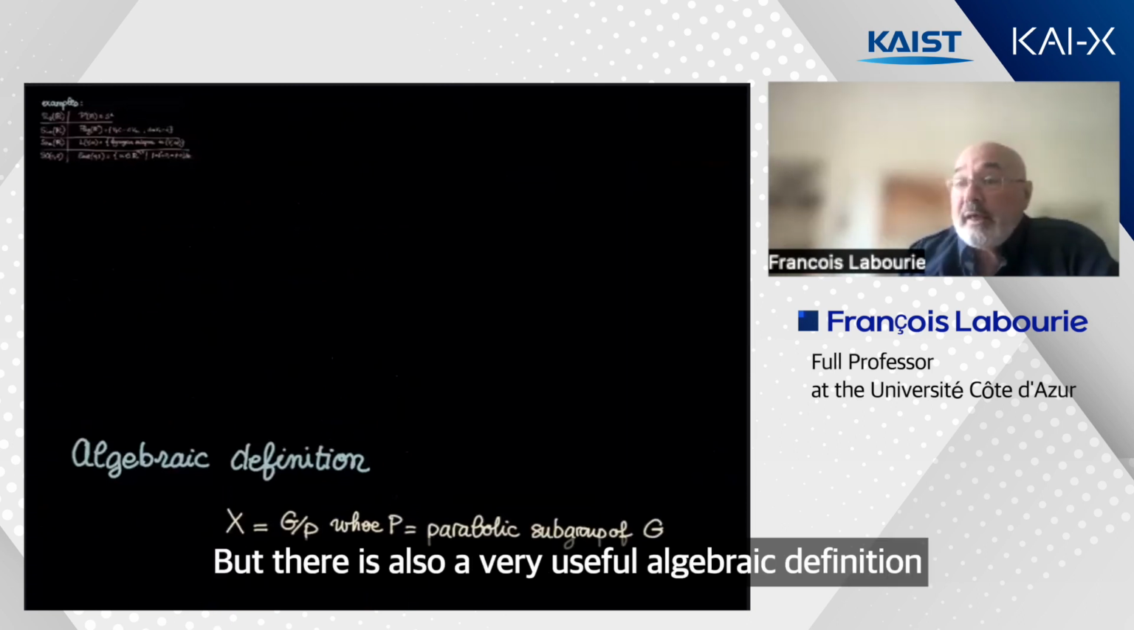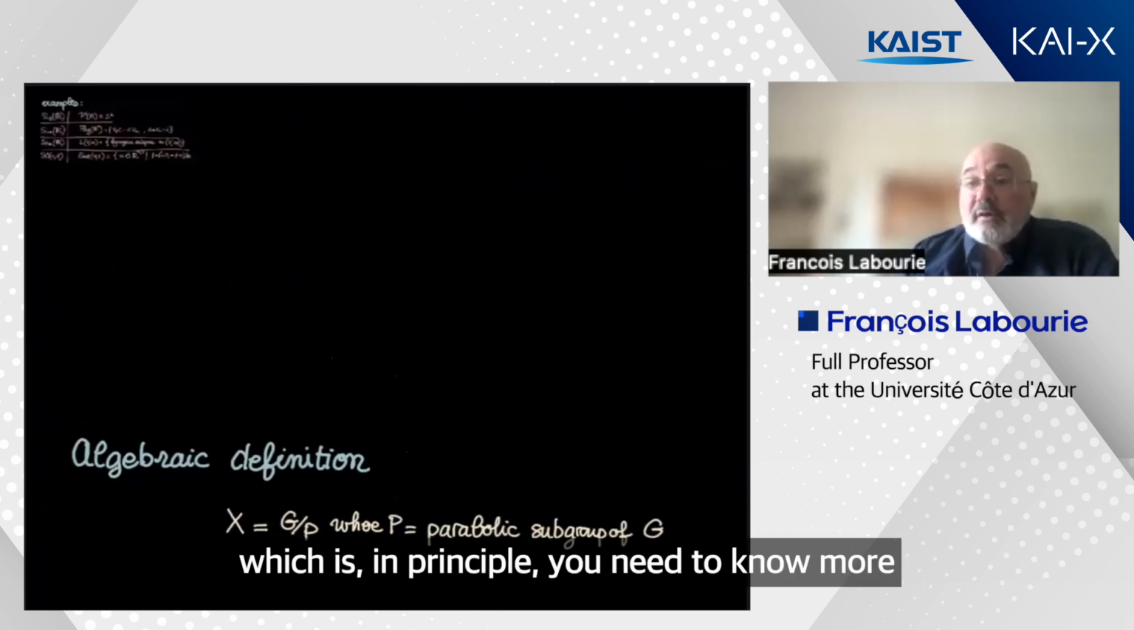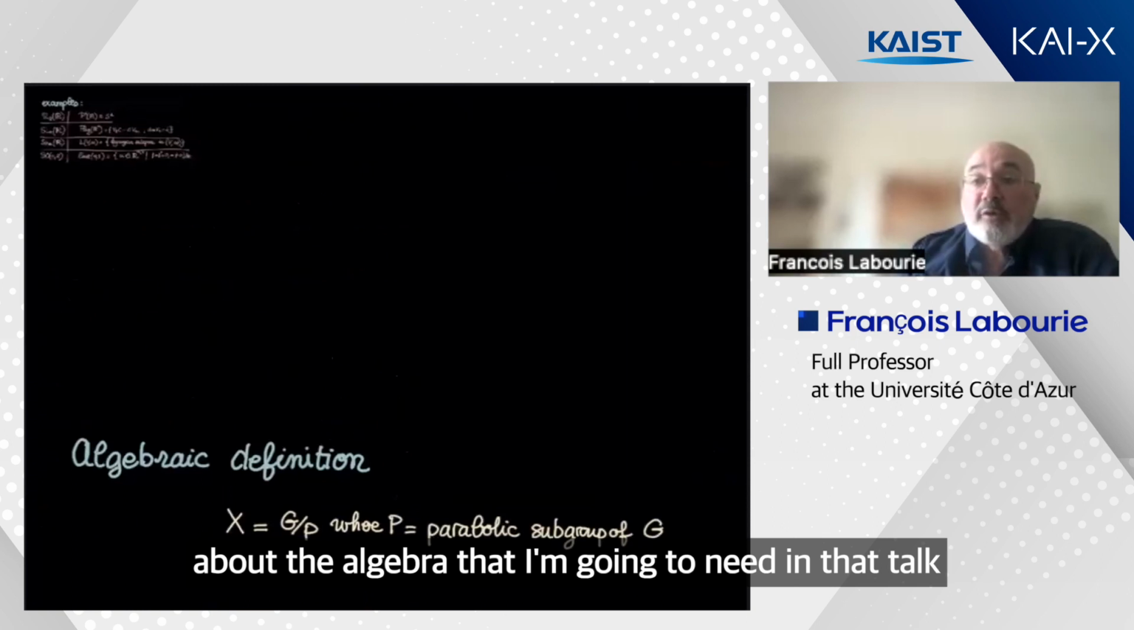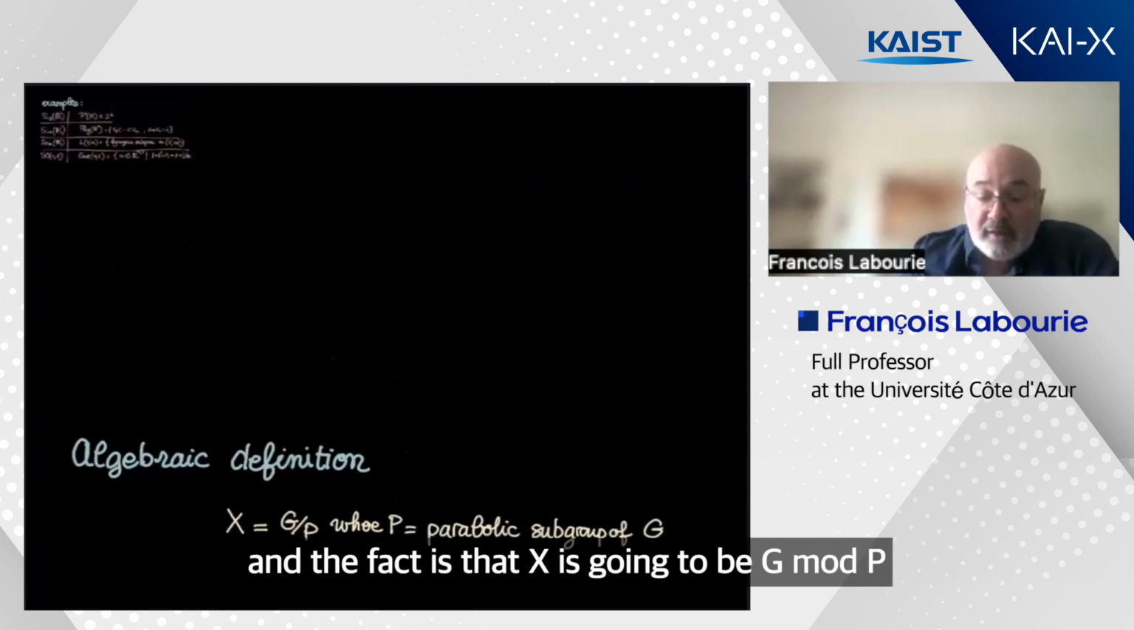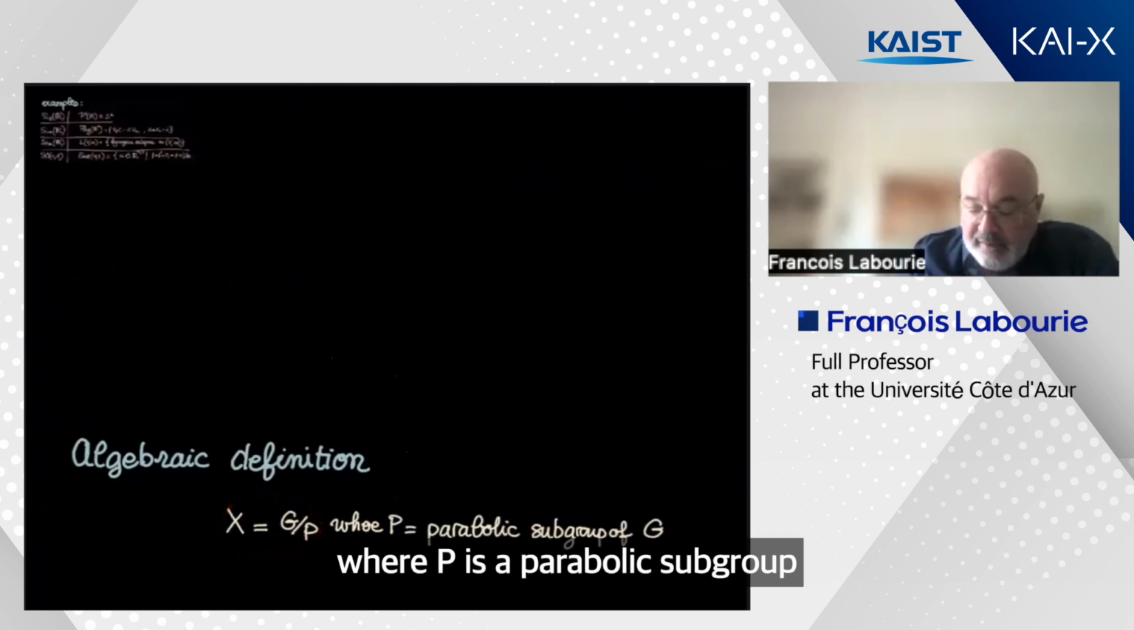But there is also a very useful algebraic definition, which needs more algebra than I'm going to need in this talk. The fact is that X is going to be G mod P, where P is a parabolic subgroup of G.